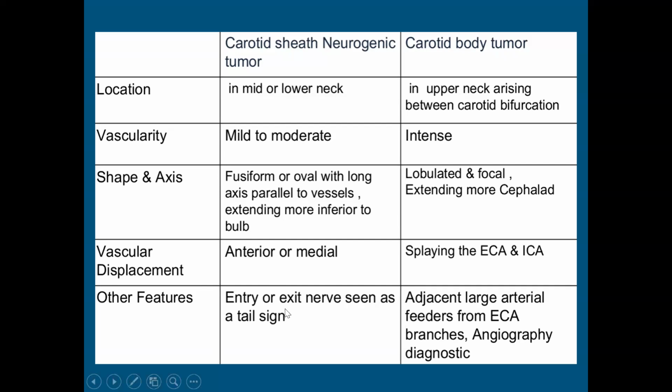Also, in case of a neurogenic tumor, the entry or exit of the nerve may be seen as a tail sign, and in case of carotid body tumor, adjacent large arterial feeders from the ECA branches may be seen, and an angiography would be diagnostic for that.